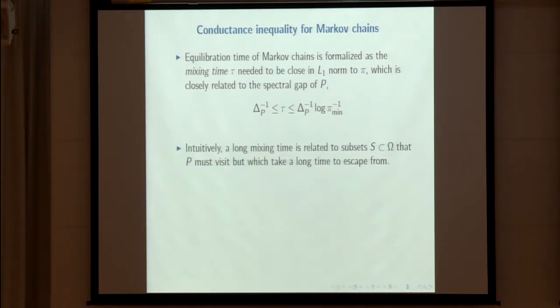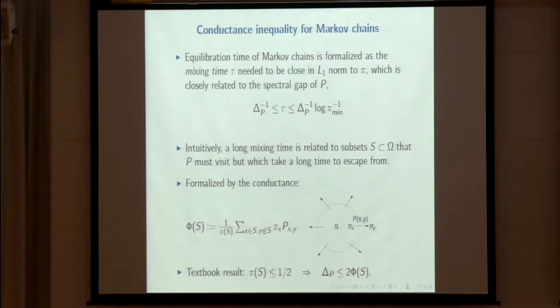So intuitively, a long mixing time is related to the presence of subsets that the Markov chain must visit, but that take a long time to escape from. You can formalize this using a quantity called the conductance. So here's the set S. It's got a large stationary probability, but this numerator here is the probability of being on the edge and taking a step out, right? So if this quantity is small, you should expect that you get trapped in S and you have a long mixing time. So the textbook result says that if you have a subset with less than half the total probability, the spectral gap of the Markov chain is bounded by twice the conductance for any subset satisfying this.